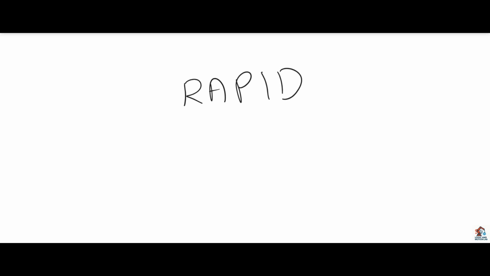So first we will see the basic structure of Rapid. When we talk about the basic structure of Rapid, the first thing we need to understand is module. So it's similar to the file in C. So you can have multiple modules like this.